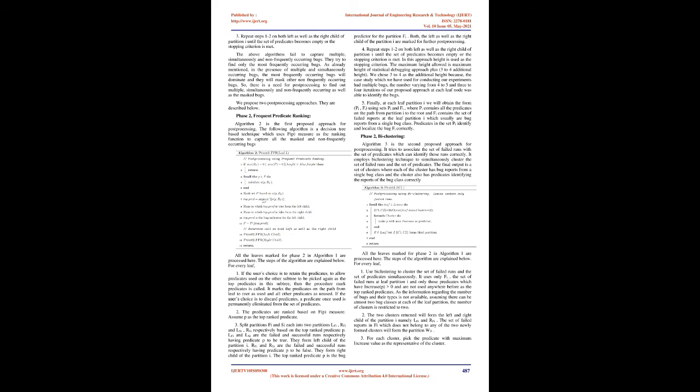3. Repeat steps 1 to 2 on the right child of the partition I until the set of failed runs becomes empty or the set of predicates becomes empty. 4. All the leaves are marked for post-processing during Phase 2.